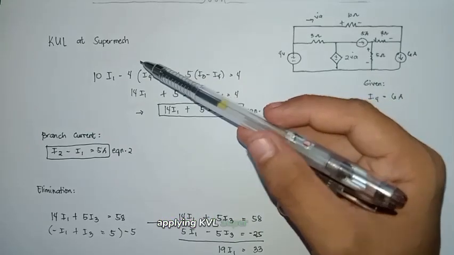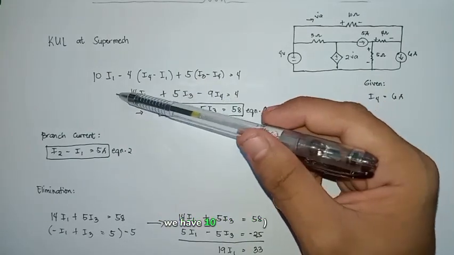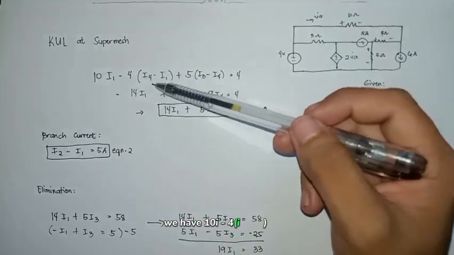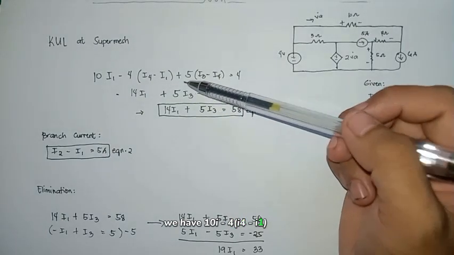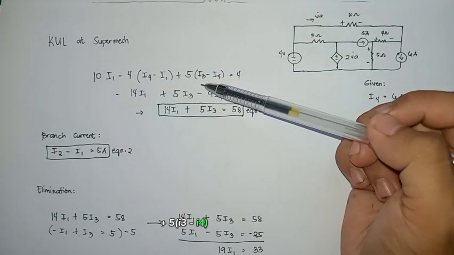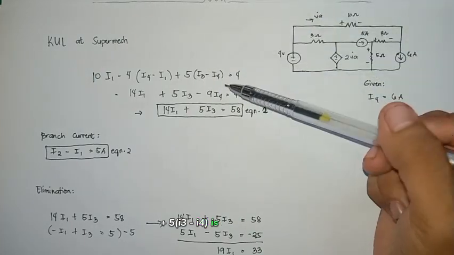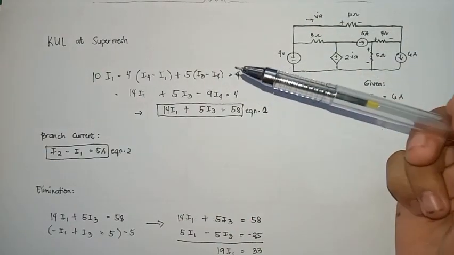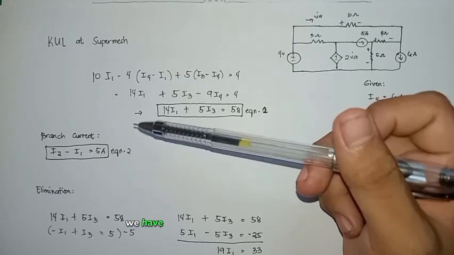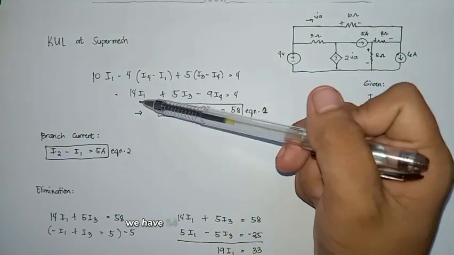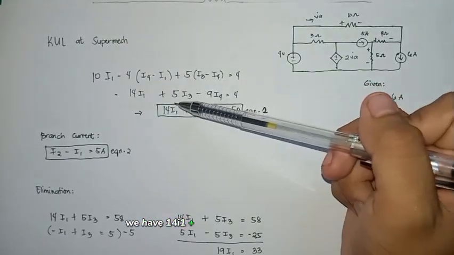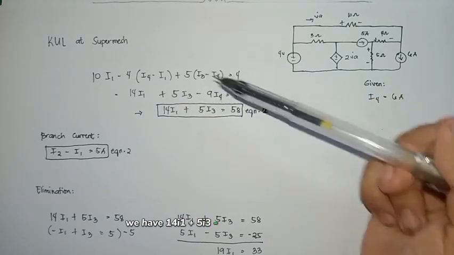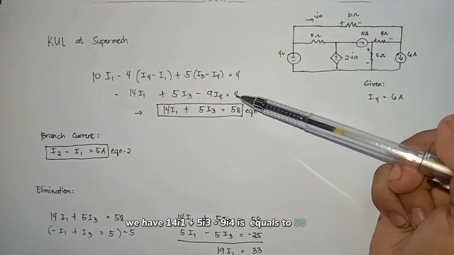Applying KVL at the supermesh, we have 10I1 minus 4 times (I4 minus I1) plus 5 times (I3 minus I4) equals 4. Simplifying it further, we have 14I1 plus 5I3 minus 9I4 equals 4.